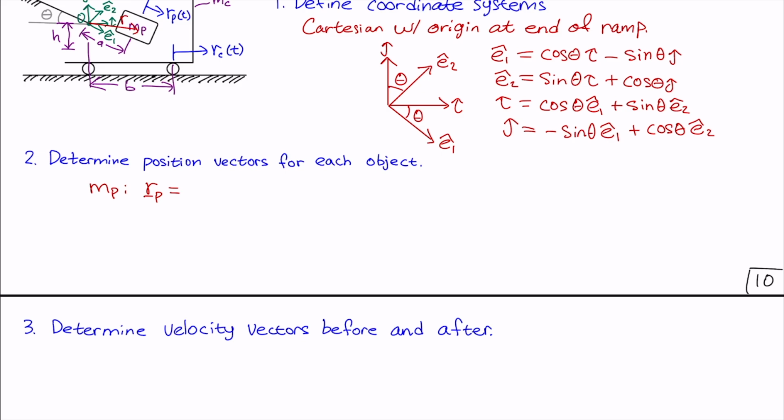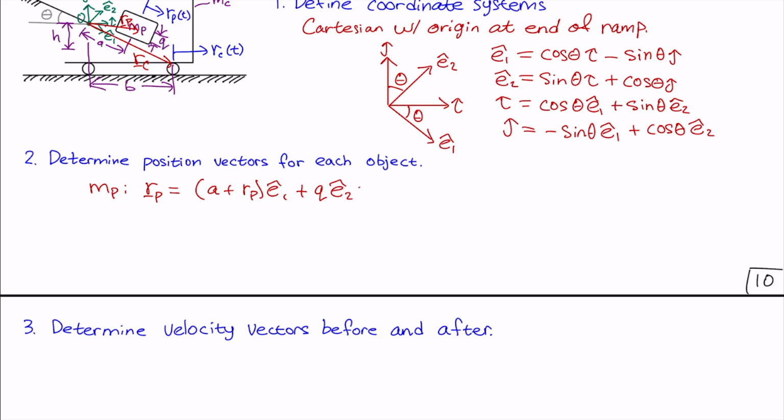So this is RP, and we're just saying going down here, this is RC for the cart. So RP in this case, we're going to do it in the E hat 1 direction. And we need to add a little bit here. We can call this dimension Q. So we're going to get here that this is in the E hat 1 direction. It will be A plus RP E hat 1 plus Q E hat 2.